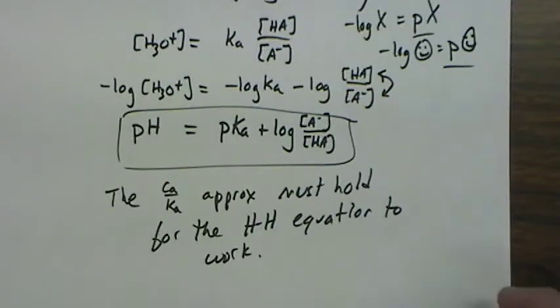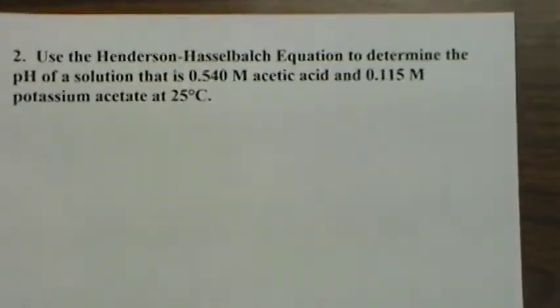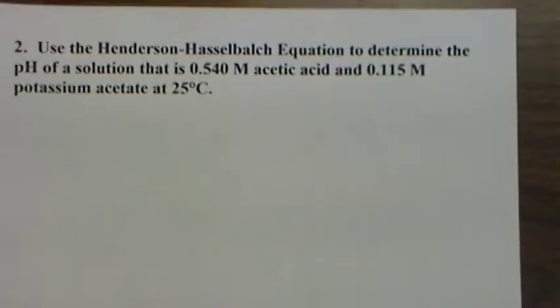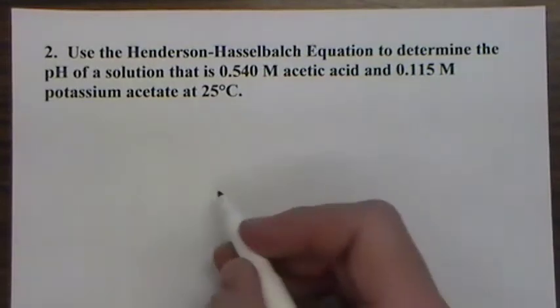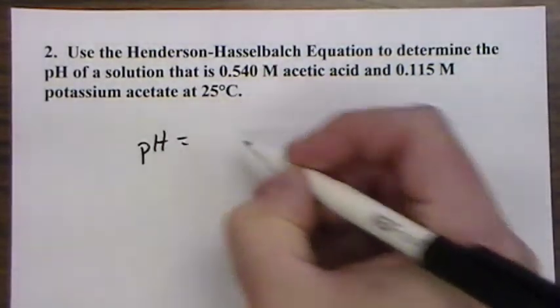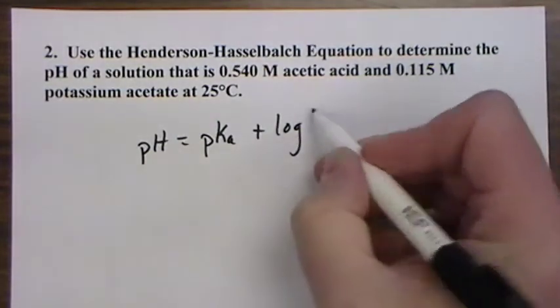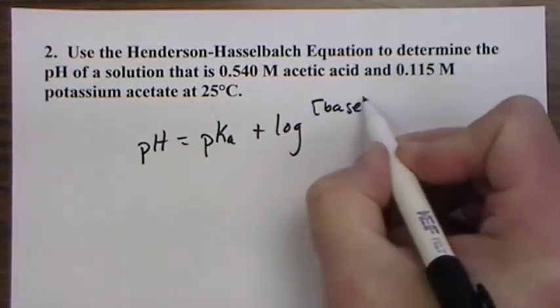Now, people will use the Henderson-Hasselbalch equation for any system. Actually, in class I most likely will come up with a problem where it won't work, and if you try to use the Henderson-Hasselbalch equation, you'll end up with a pH of 35 or something really crazy like that. Let me show you the one where it does work. Use the Henderson-Hasselbalch equation to determine the pH. It's a very handy tool, but we just need to know its restrictions.